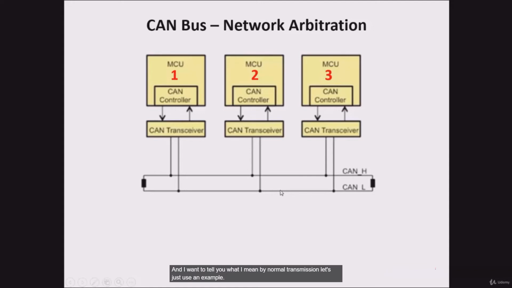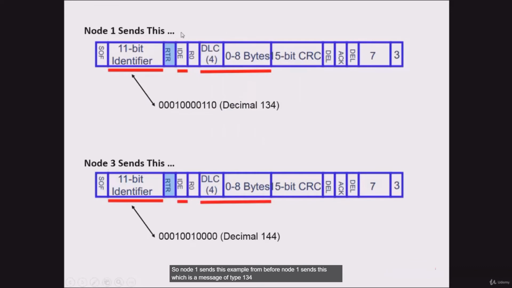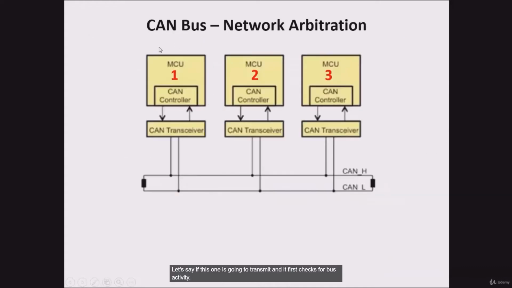They'll just be normal transmission. And I want to tell you what I mean by normal transmission. Let's just use an example. So node 1 sends this. This is our example from before. Node 1 sends this, which is a message of type 134, the identifier is 134. Node 3 sends this, which is 144. Let's say this one is going to transmit, and it first checks for bus activity, and if the bus is in an idle state, it will then send its message.